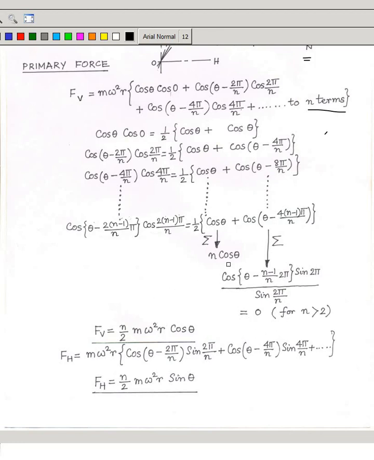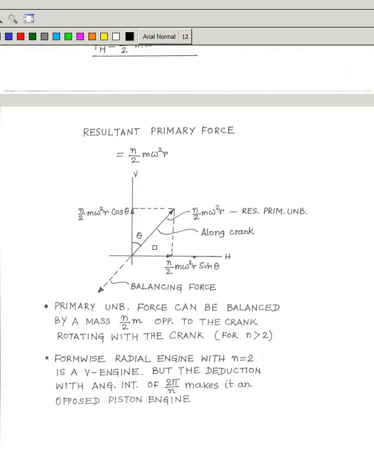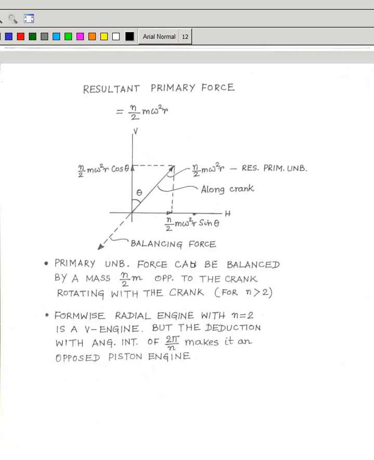So for this you get n by 2 m omega square r cos theta, which is the vertical force, and n by 2 m omega square r sin theta is the horizontal force. So this is the vertical force, this is the horizontal force, and this is the position of the crank. So if you add a balancing mass on the opposite side of the crank, then you can balance the primary unbalanced force.